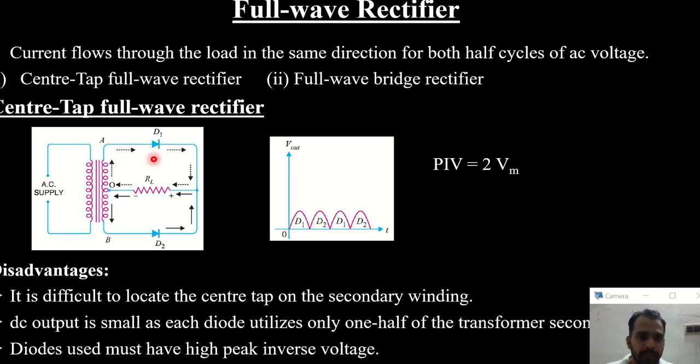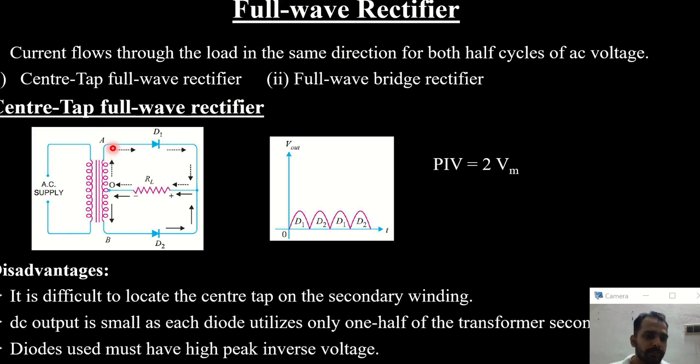Now end A is connected to the diode D1 and end B of the secondary winding is connected to D2. They are joined together and connected in series to a load resistance RL, and RL is connected to the center tap of the secondary winding. This forms the circuit of a full wave center tapped rectifier. Now let's see the operation of this rectifier.